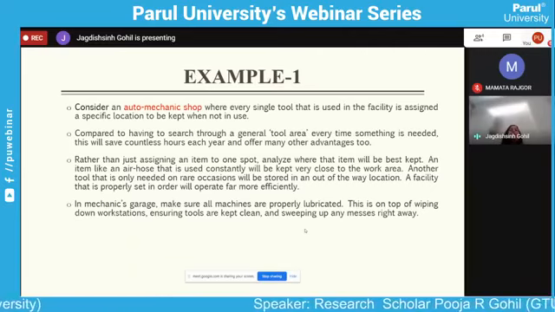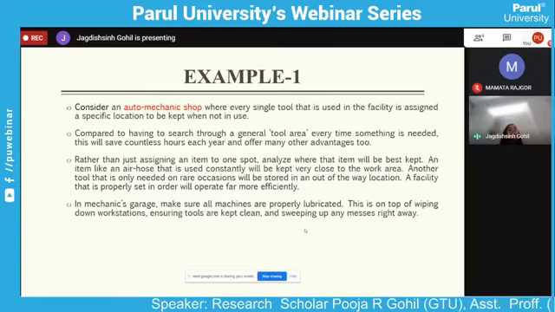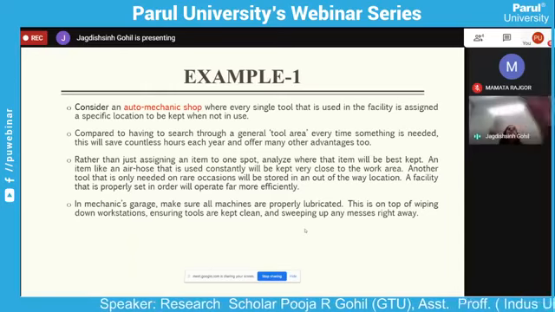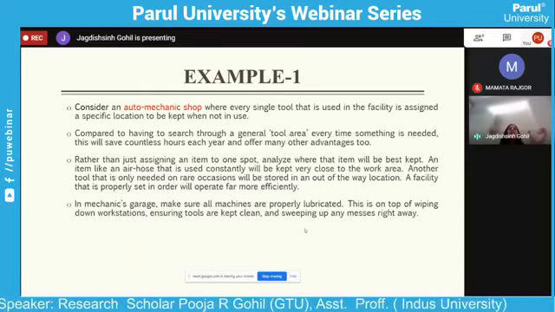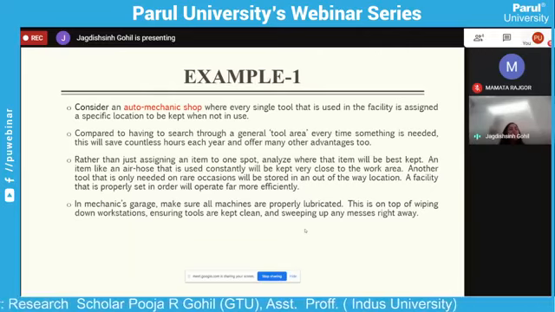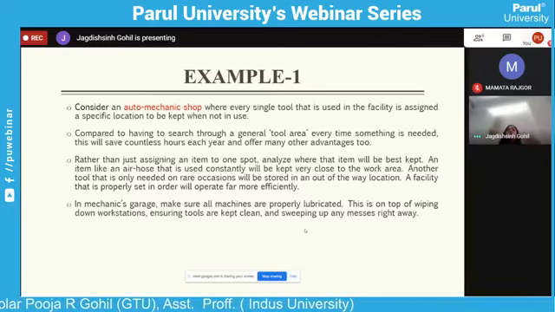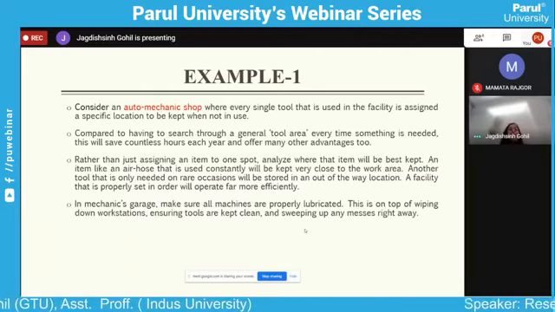That's the thing which will be constantly required by a mechanic. So it should be kept in an area which is nearby and easily accessible. And the tool which is rarely needed on occasions should be stored out of the way. Fine. A facility that is properly set in order can help you operate in a better way and more efficiently.